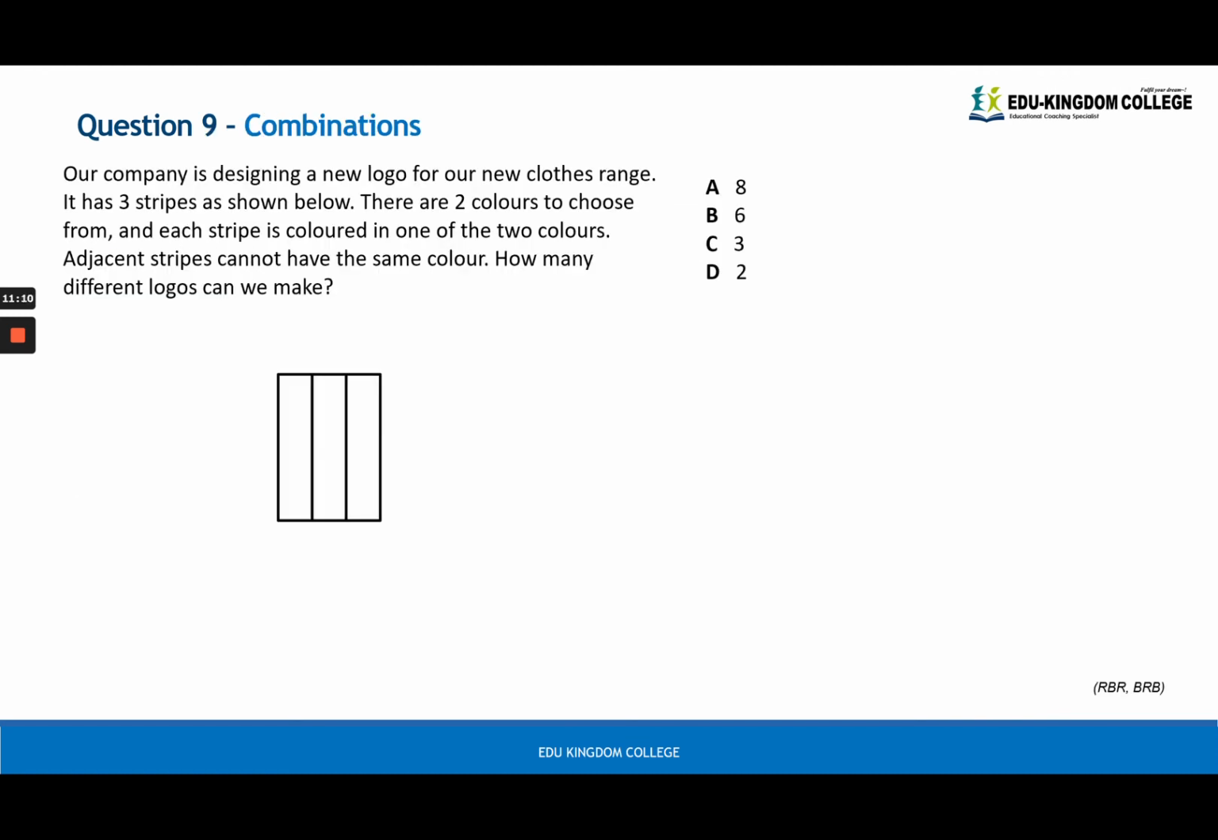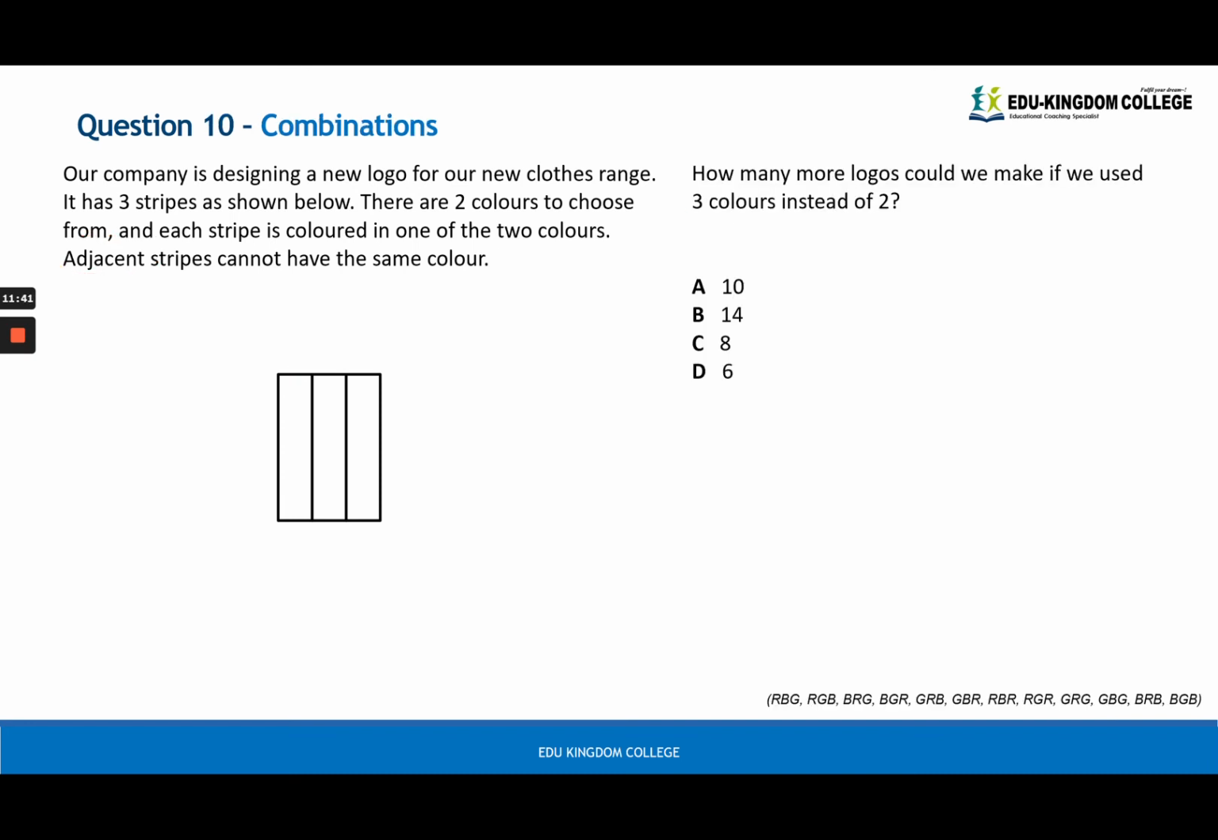Question 9. So our company is designing a logo, 3 stripes, there are 2 colors to choose from. Each stripe is in 1 or 2 colors, and adjacent stripes, stripes next to each other, can't have the same color. How many different logos can we make? Let's pretend one of the colors is red, the other one's B for blue. Red, blue, red, blue, red, blue are the only possibilities. You can't have 2 colors that are the same next to each other. So the answer here is D.